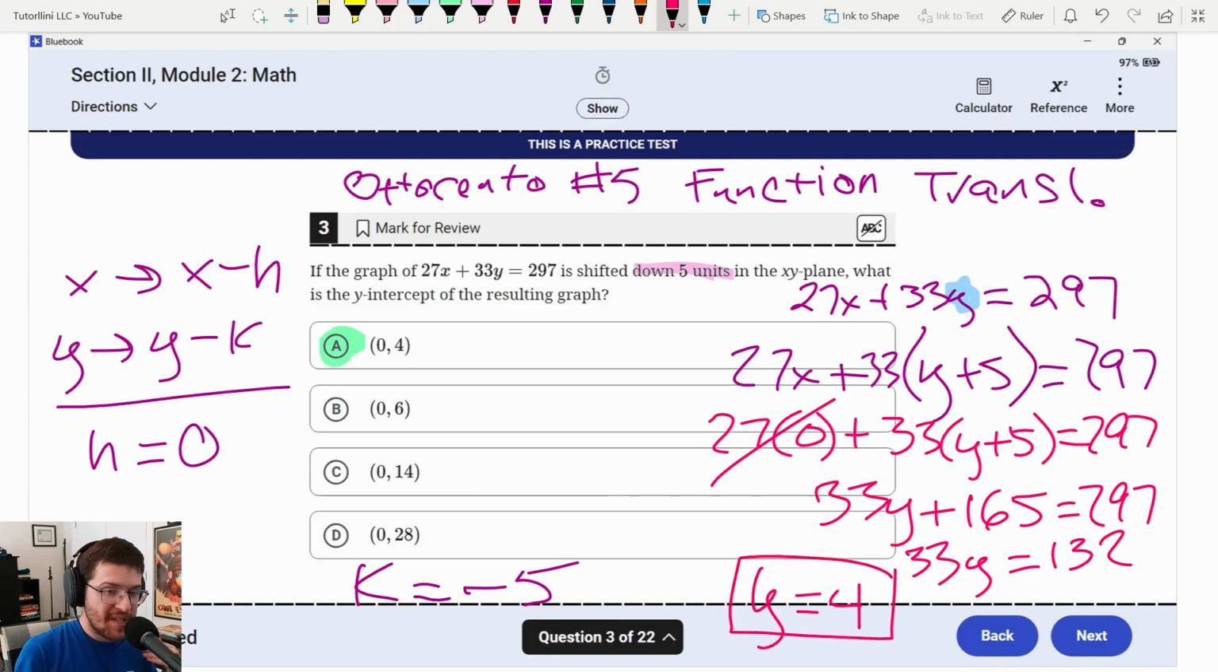You'll notice what's great about this is that there were no fractions. I didn't have to do anything with fractions. That's nice. And you can also type this into Desmos really nicely. So let's go over that now.